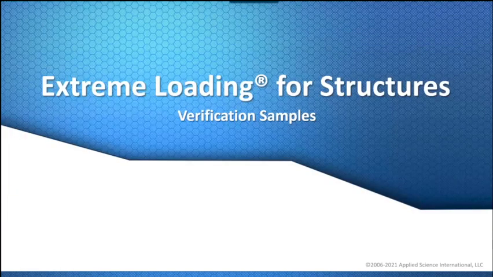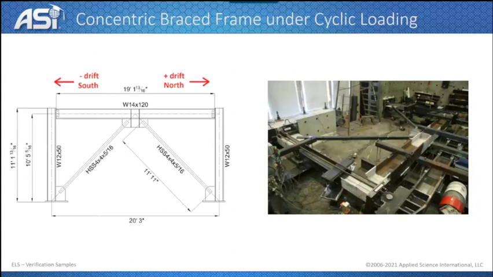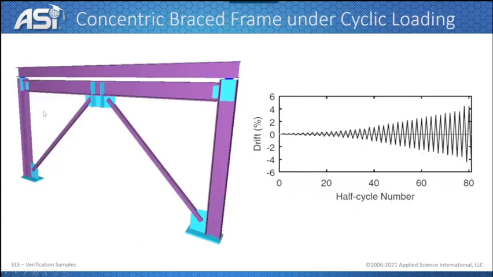For every analysis method, there must be some verification examples that prove that this is accurate. So I will begin with this example. It is showing a concentric braced frame under cyclic loading, where we have two columns, a beam, and then some bracing connected to the beam and the column using the gusset plate. And then they are going to apply a cyclic loading on this frame. We can see here the same example in the lab, and we can see here the ELS model that we created, taking into account all the structural detailing, the material properties, and the loading applied on the frame.